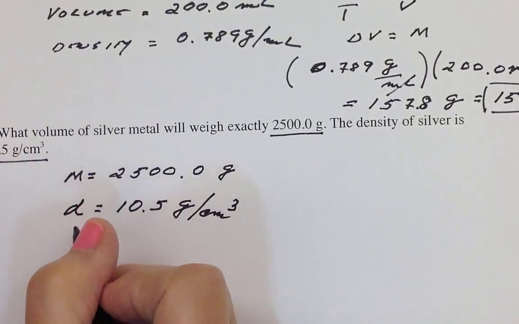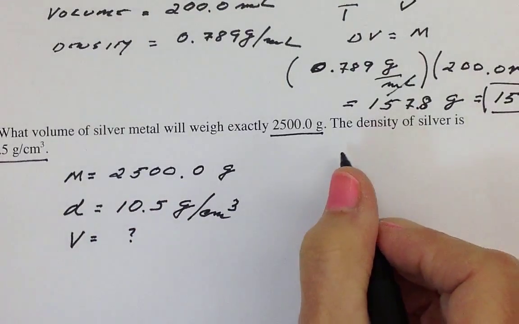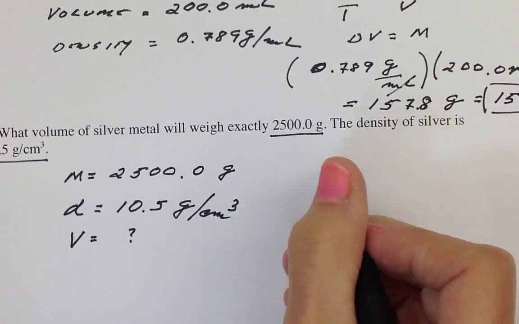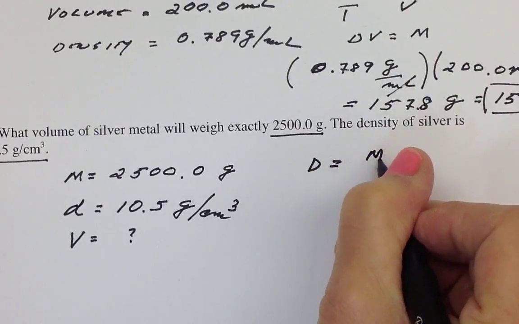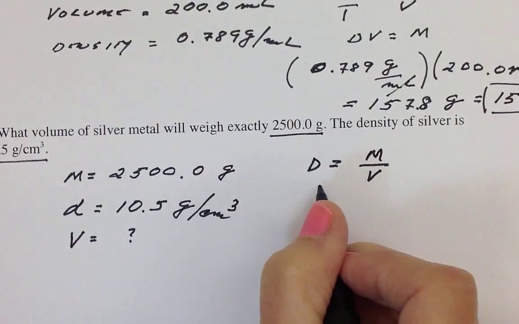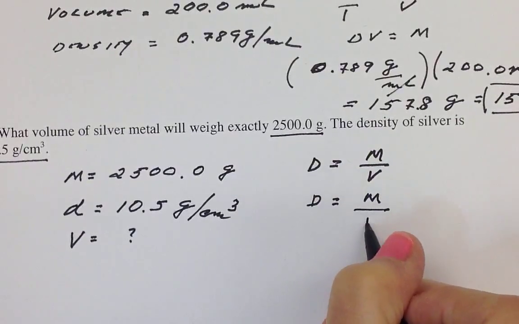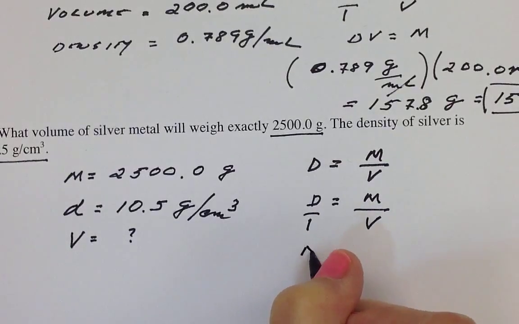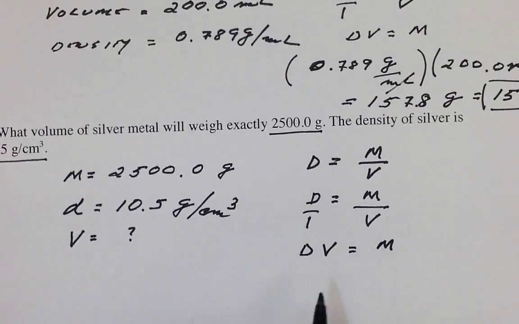Well, how do I solve for volume now? Because that's what I'm looking for. Volume is equal to question mark. We don't know what that is. It's important that you write all of your variables so that you don't get lost doing the problem. So we know that density is equal to mass over volume. Now I'm going to do the same as I did before, and I will place a 1 here, cross multiply: dV equals mass.